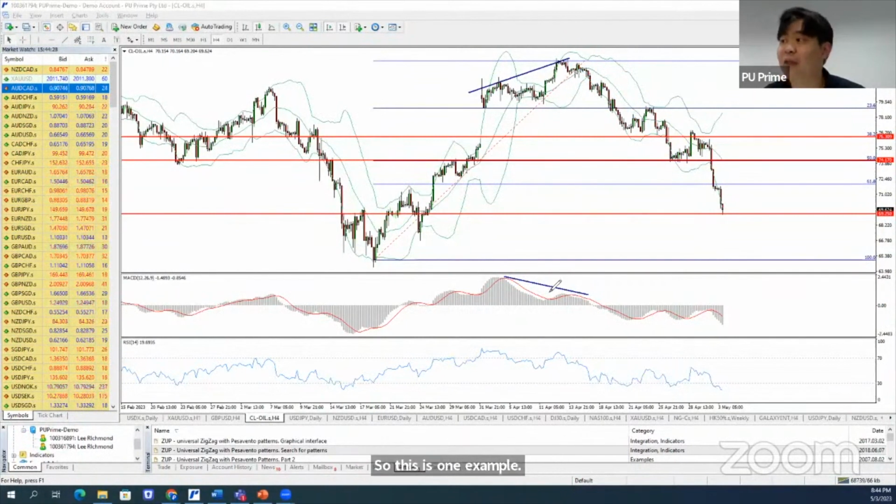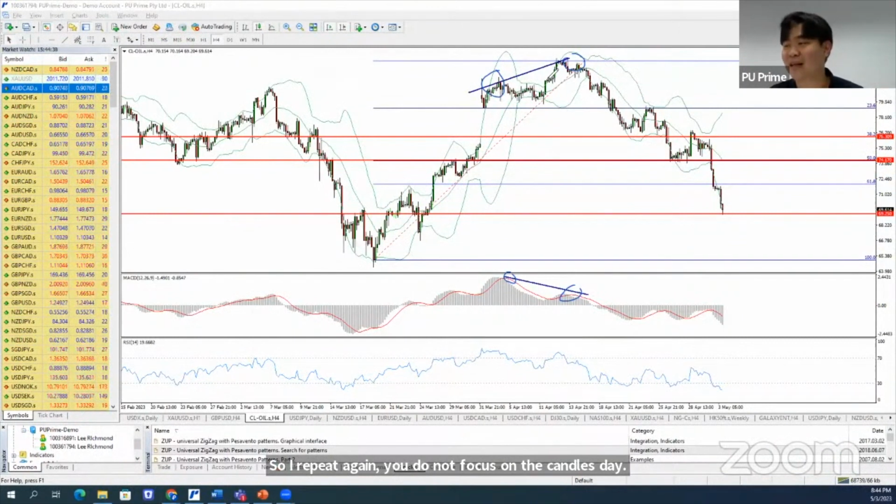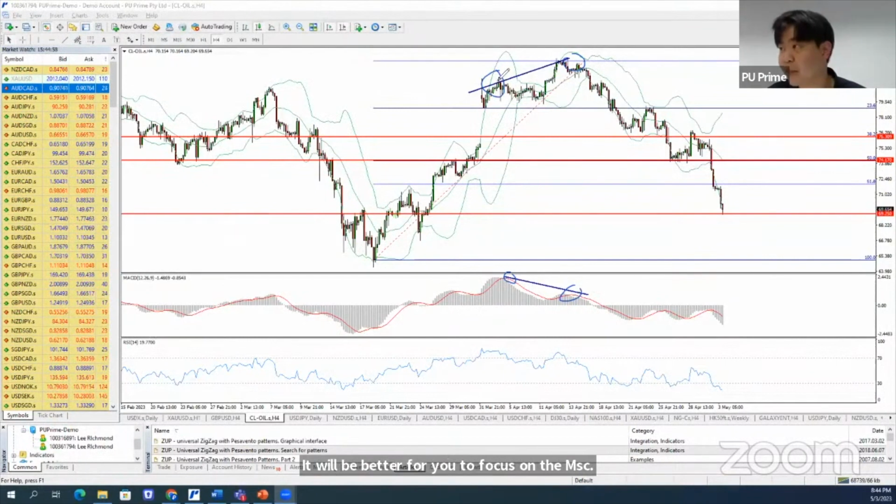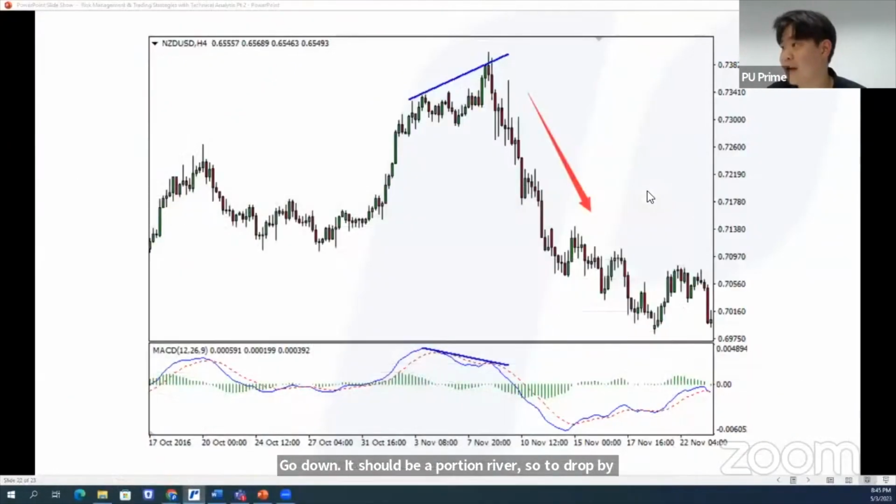This is what I call bearish divergence. So I repeat again, you do not focus on the candlestick. Please focus on the MACD. If you look at the candlestick, it's an upward trend, and then you look at the MACD, it's a downward trend, and then you get confused. You thought, maybe I should focus on the candlestick. Then it will be wasted for you. So remember, for bullish and bearish divergence, it is better for you to focus on the MACD. Candlestick pattern goes up, MACD goes down, it should be a good trend reversal to drop back. So this should be our last session.